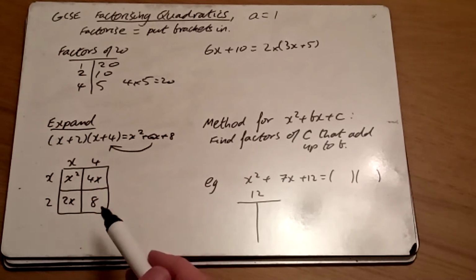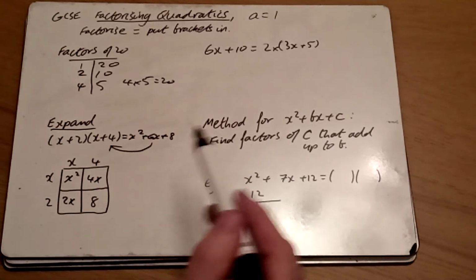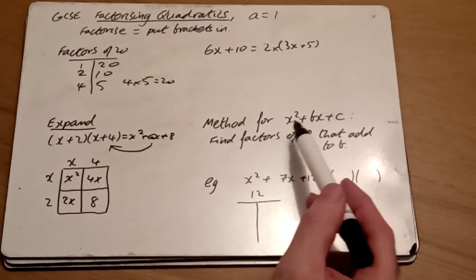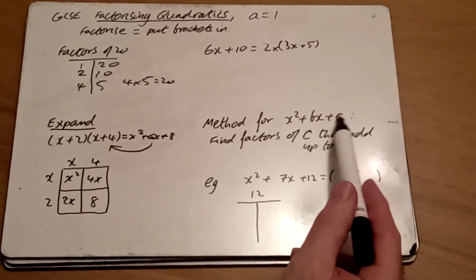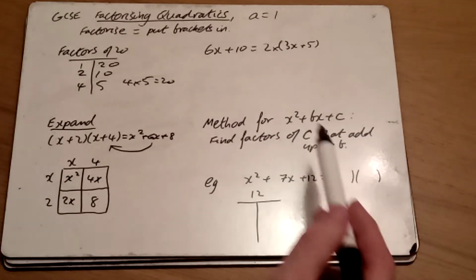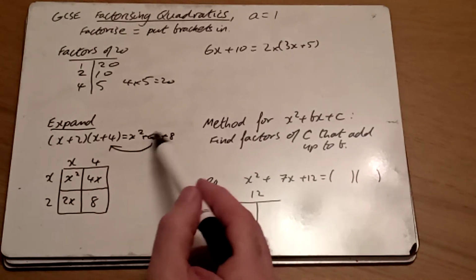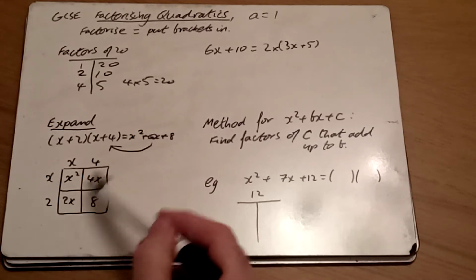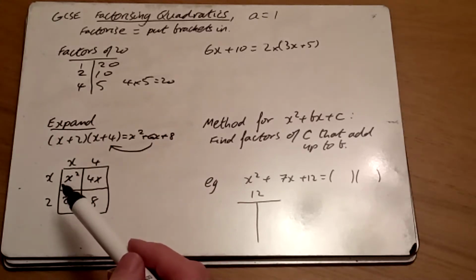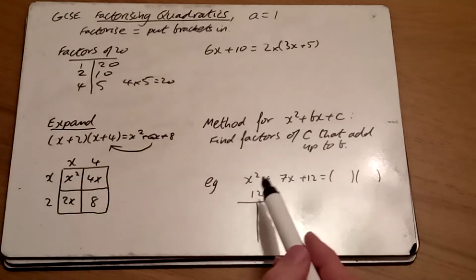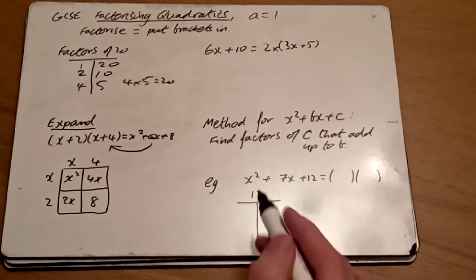So our questions today though are going from that being the question to this being our answer, bracket times bracket. So my method for doing ones like this, where it's 1x squared and then something x and then something else, I need to find factors of the constant, the thing at the end, that add up to the middle thing, because I'm splitting that middle thing up. I'm splitting the 6x up as 4x and 2x, so it factorises in each direction to give me the bracket times bracket.